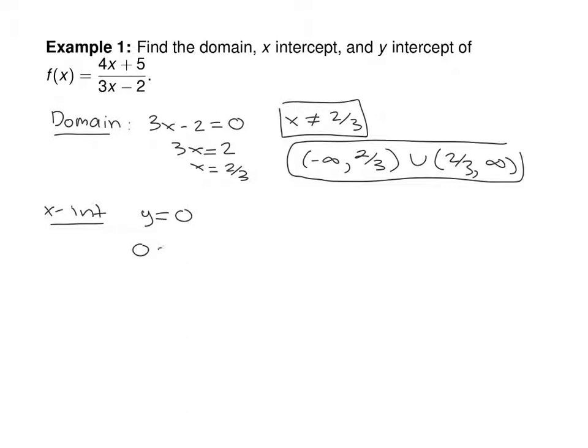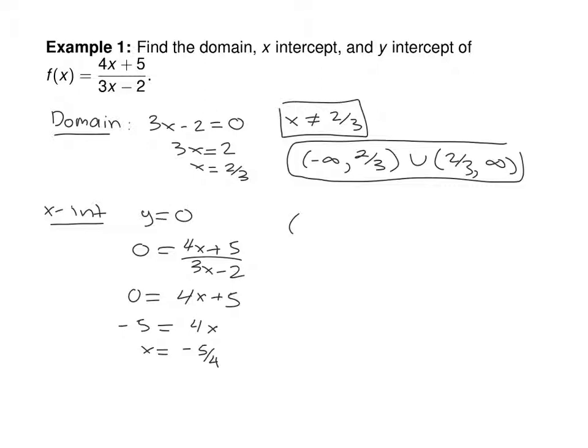So if you have 0 equals (4x plus 5) over (3x minus 2), if that was a normal equation and you were solving it, you'd multiply by the 3x minus 2. Does that make sense? You can do the same thing here, like that's okay. And what is 0 times 3x minus 2 going to give you? Well, it's going to give you 0 equals 4x plus 5. Does that make sense? Then solving for x, negative 5 equals 4x. And what's x going to equal? Negative 5/4.